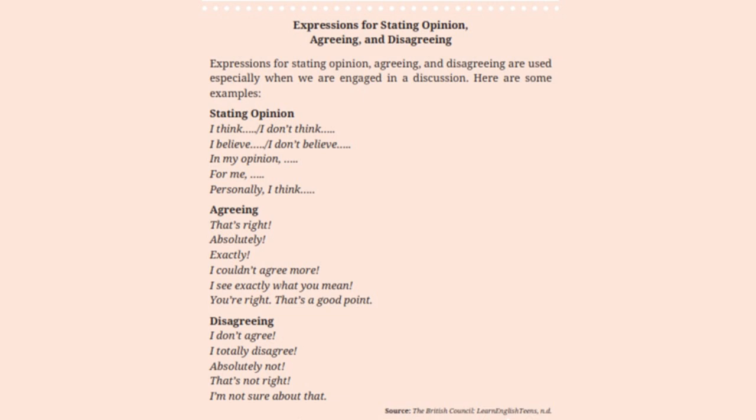Disagreeing: I don't agree. I totally disagree. Absolutely not. That's not right. I'm not sure about that. If you find unfamiliar words or phrases, consult your dictionary. Okay. Now, let's continue to the next activity.